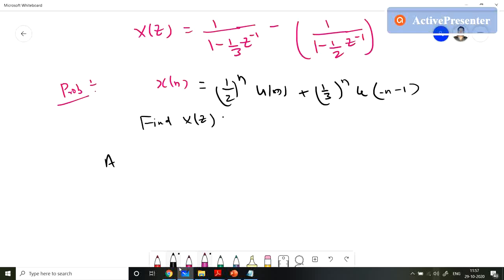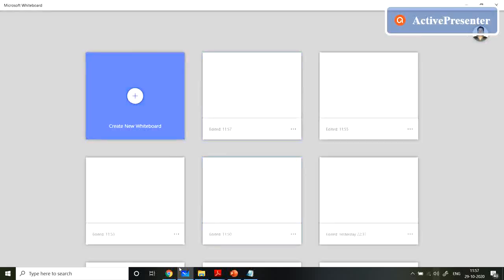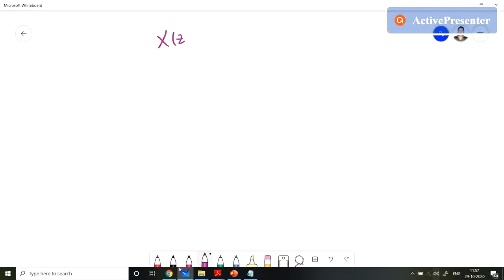X(z). The solution of this problem is, first we need to write this x(n) in the form of x1(n) plus x2(n). So x1(n) is (1/2) raised to the power n u(n), and x2(n) is equal to (1/3) raised to the power n u(-n-1). Now let us find the Z transform: X(z) is equal to X1(z) plus X2(z).